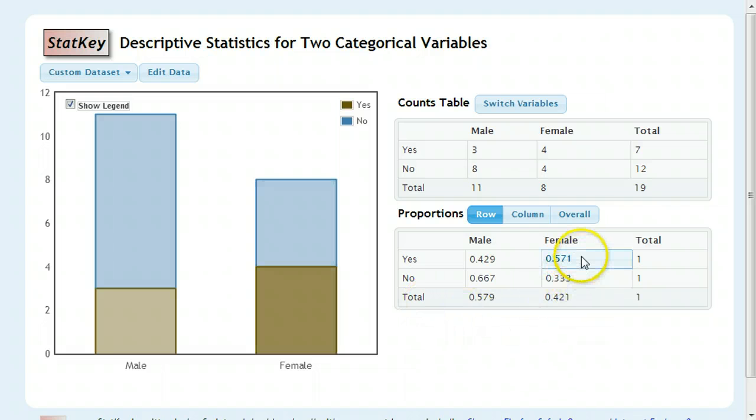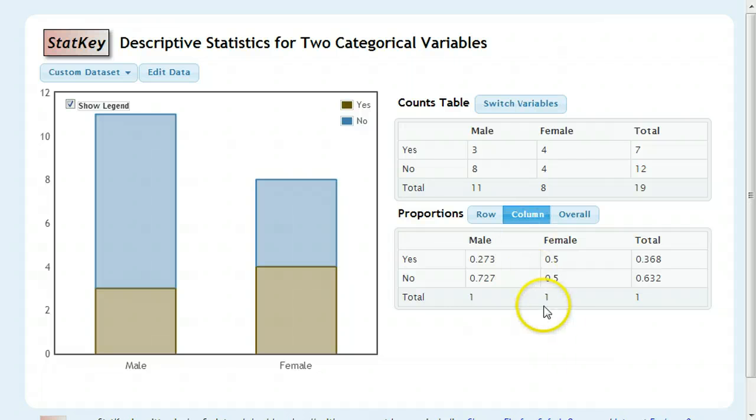You can see the same thing under female. You go from 57% here when you're looking at do they own a car. 57% of the people that own a car are female. Only 33% of the people that don't own a car are female. And overall 42% of this group that we sampled is female. So you can see those large discrepancies tell you there's probably a relationship.